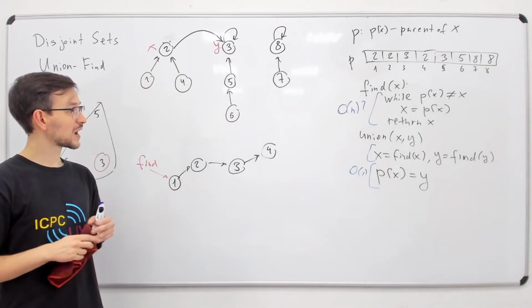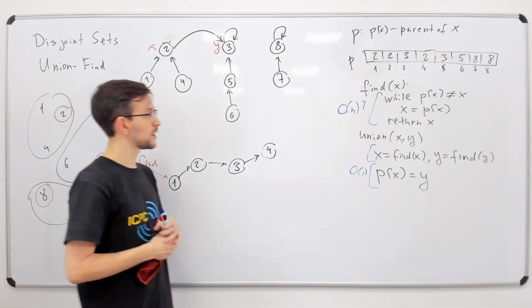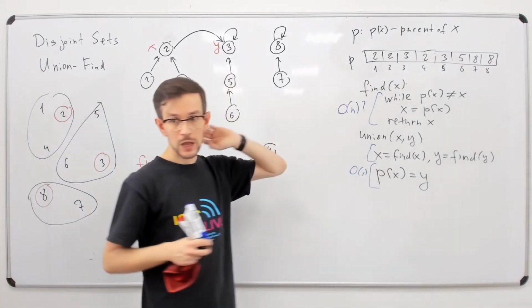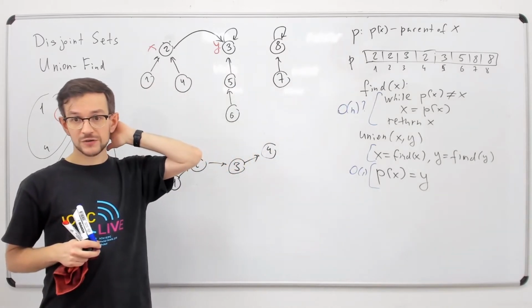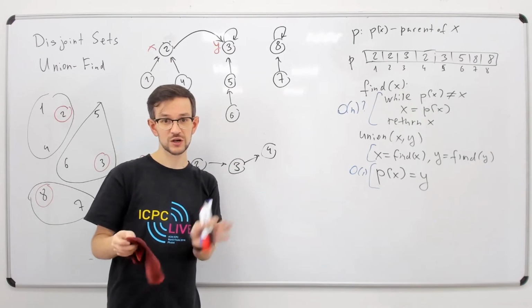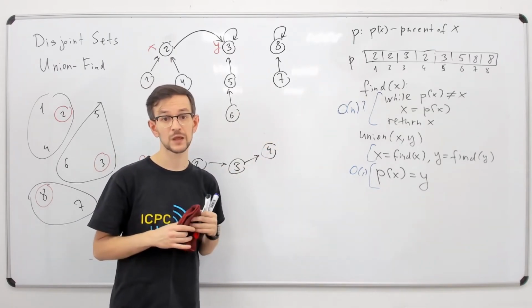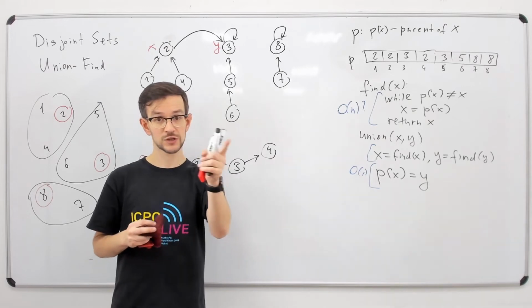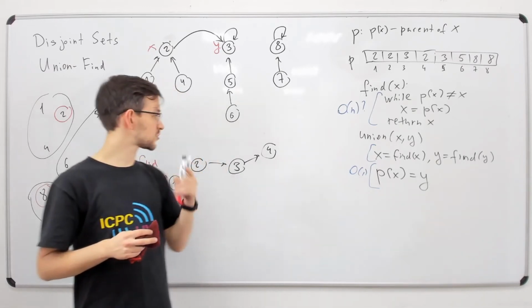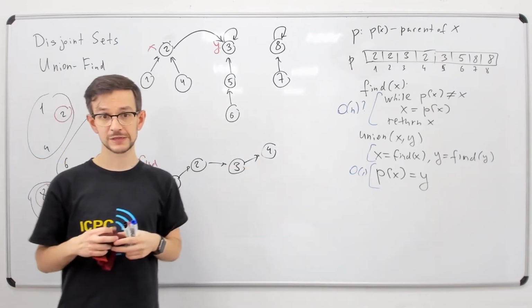So how to avoid this situation here? Is it possible to make this find work faster? And the quick answer is yes. There are two different strategies to improve the time complexity of this find operation. First idea: let's try to avoid situations like this. Let's try to avoid these long paths.